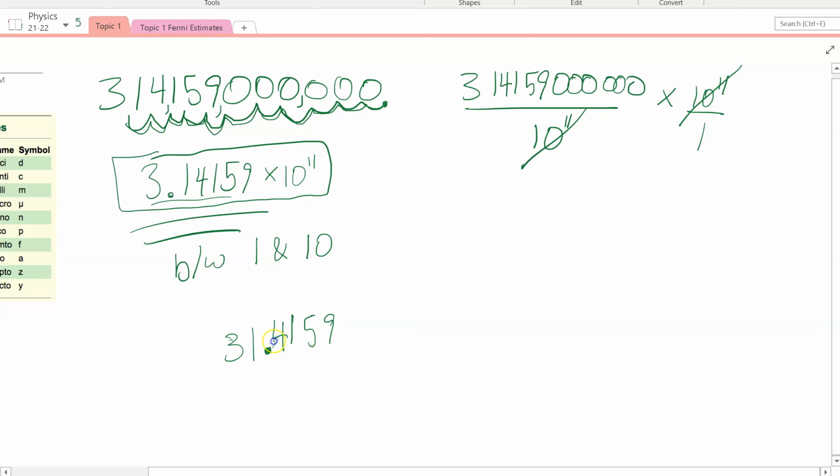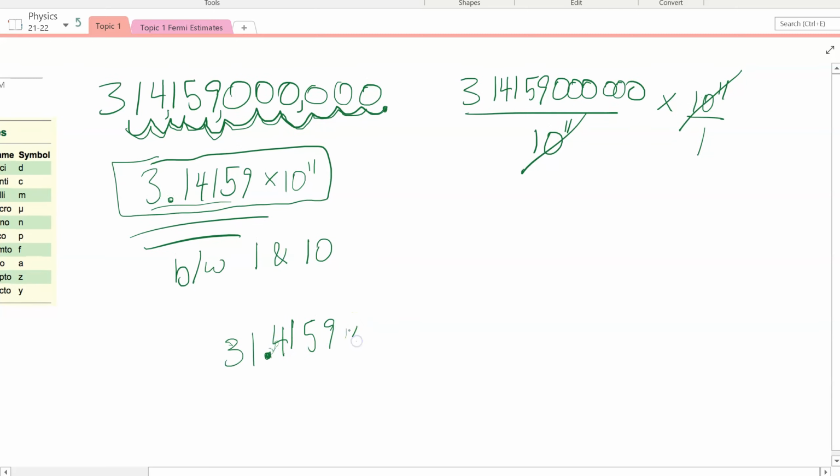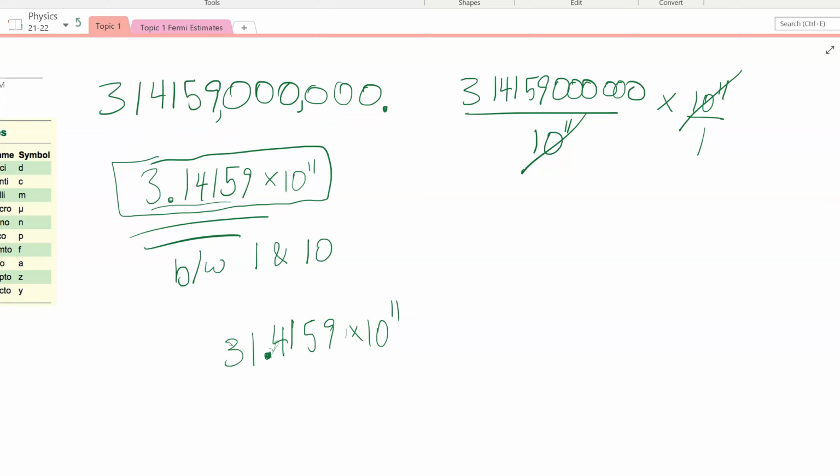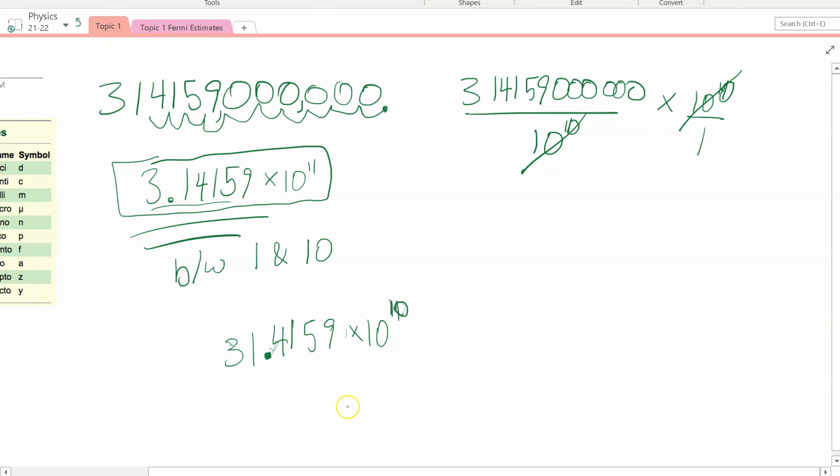31.4159 times 10 to the, it's not 11 anymore, because I only moved the decimal here. If I'm stopping at 31, that would be like only moving it not 11 places, but 1, 2, 3, 4, 5, 6, 7, 8, 9, 10. It would be moving it 10 places, not 11 places. So now I really am dividing by 10 to the 10, and I should multiply by 10 to the 10. So this should not be 10 to the 11, it should be 10 to the 10.